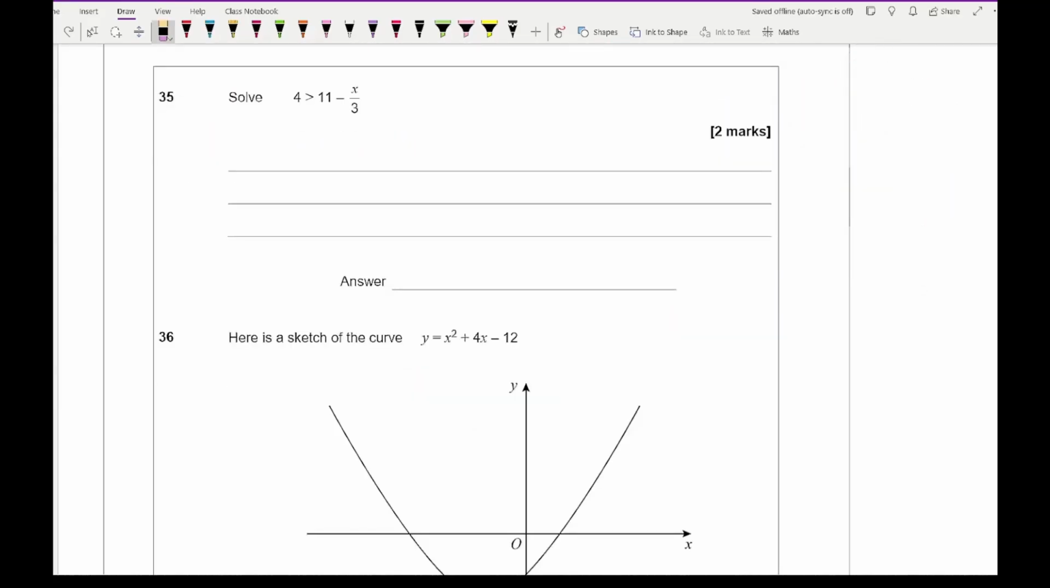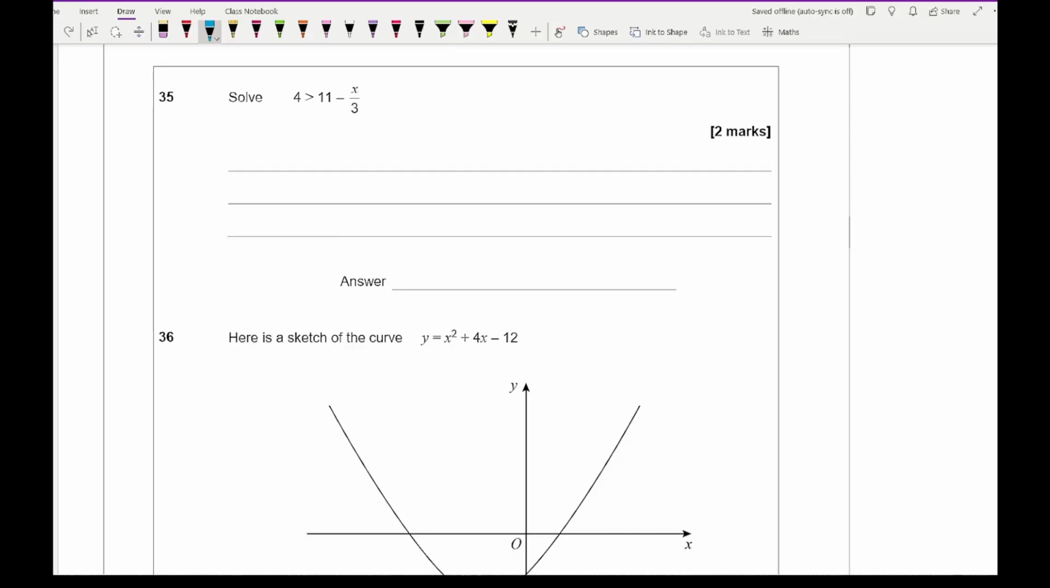And then moving on to question 35, it says solve, and here we've got our inequality. Now with this inequality, there are so many different ways in which you can go on and solve this, but as long as you get the correct answer and you're showing some work, as the question's worth 2 marks, you should be all fine. Now your way might be different to the way I'm going to be doing it, but again, like I said, if you get the same answer, it's all good.